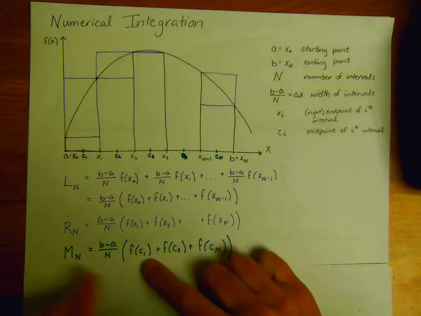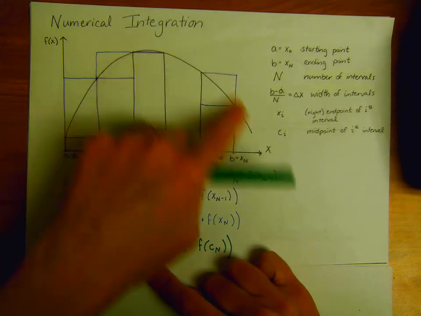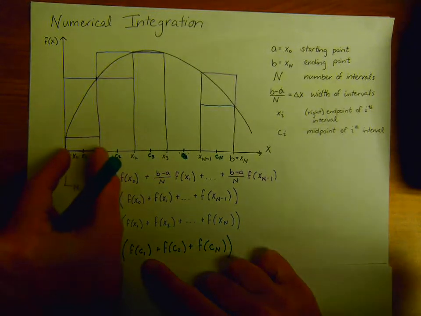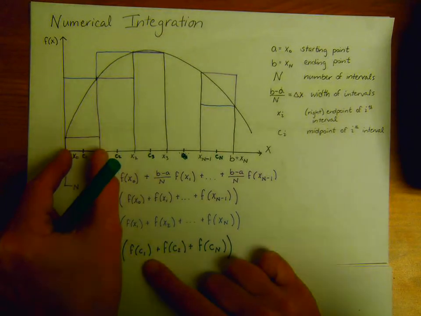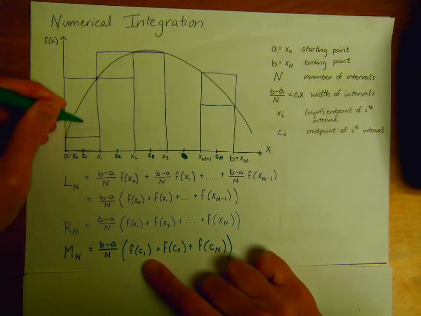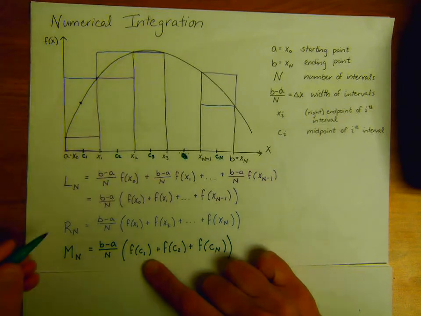So how would I approximate this integral using a midpoint rule? I would have the base of each rectangle is the same base that we had before. It's the width of the base here. And then the height of each rectangle is the height of the function at the midpoint.